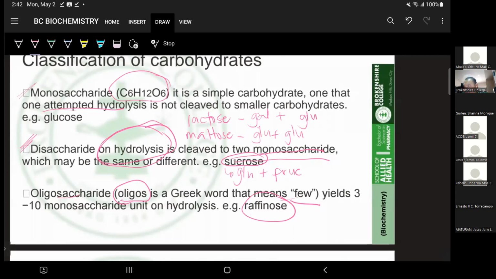Of course, as we all know, the monosaccharide galactose is also known as milk sugar, as with your lactose. Those are just some examples of it.